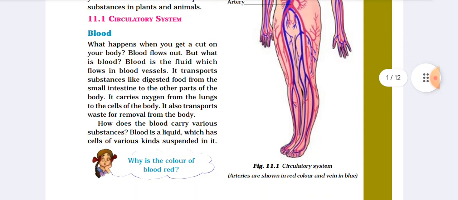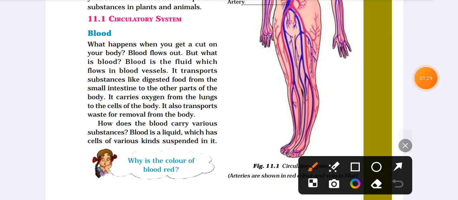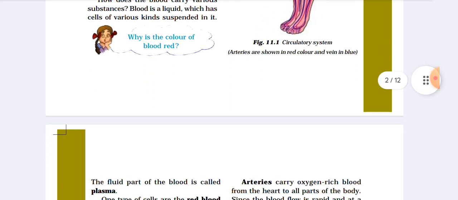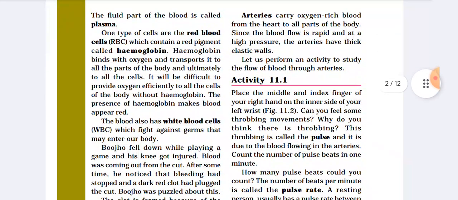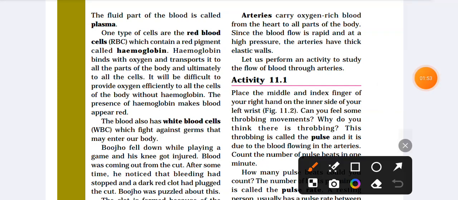Now, what is blood? Blood is the fluid that flows in the blood vessels. Why have you seen blood flowing out when you get a cut on your body? You have always seen that the blood is red in color. Why is it red? And how does it carry so many ingredients in it? For example, oxygen, digested food, waste, etc.